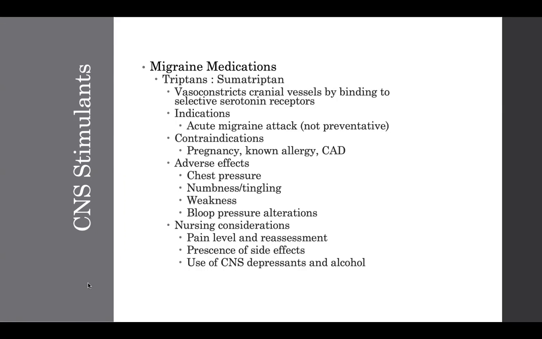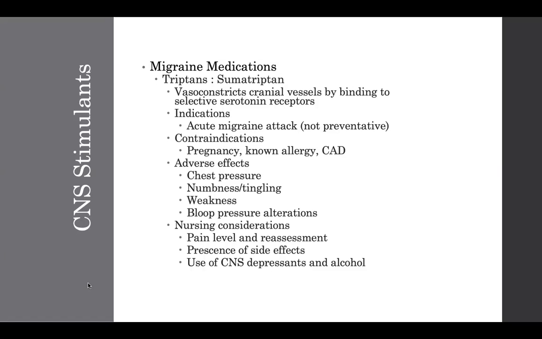And then for CNS stimulants, you have, I believe Miss Amy's class for sure has migraine medications. I'm not sure about Dr. Servanen's. But your most common is going to be the triptans. So like a sumatriptan, rizatriptan. And what they do is they vasoconstrict those cranial vessels by binding to the selective serotonin receptors in the body or brain there. And you're going to only use these in acute migraine attacks. They're not for preventative measures when it comes to migraines. And you'll take it on the first symptom of your migraine.